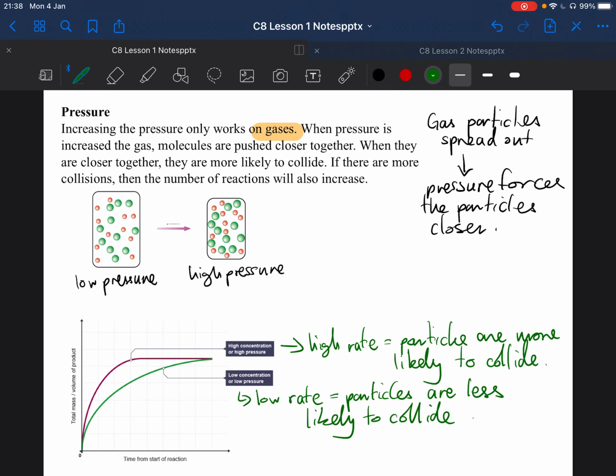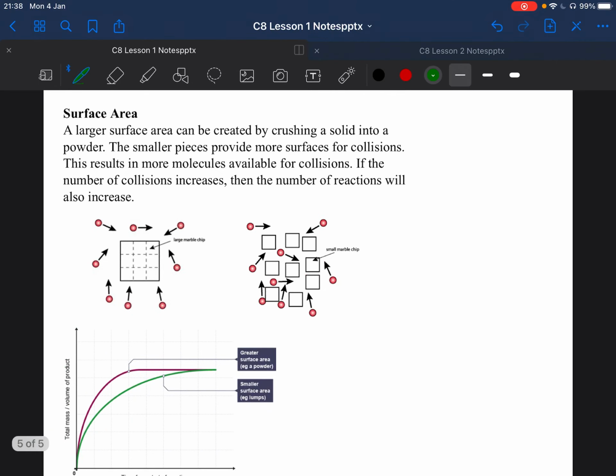Okay, so one last factor that affects our rate of reaction, and that last factor is surface area. Surface area only works when we're talking about solids. So what would normally be done here is we would take a piece of solid, say for example marble chip or something like that, and we would crush it down, and by crushing it we turn it into a powder. What actually happens there is we take a solid like this, which has particles trapped in the middle here and an outer edge that can only react.